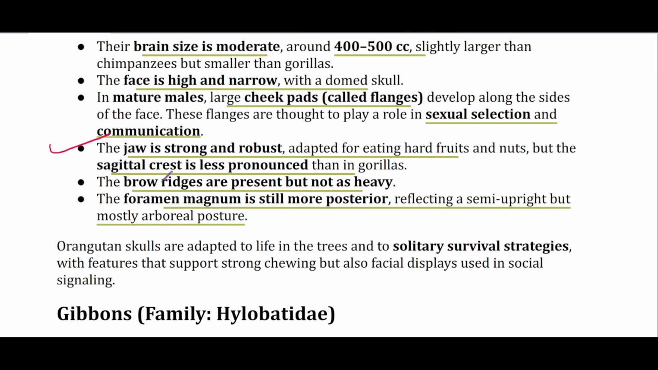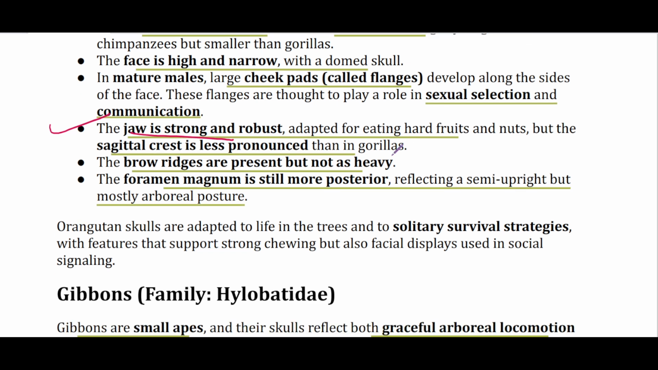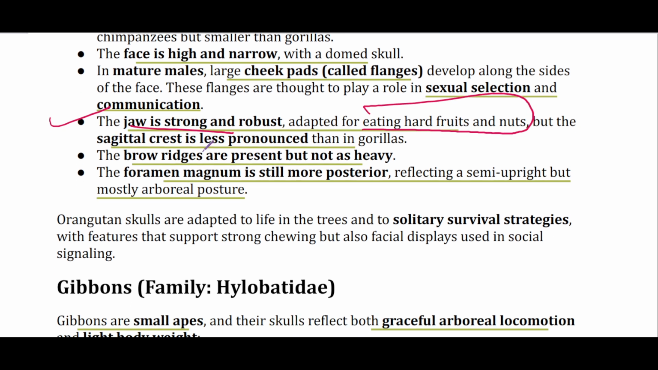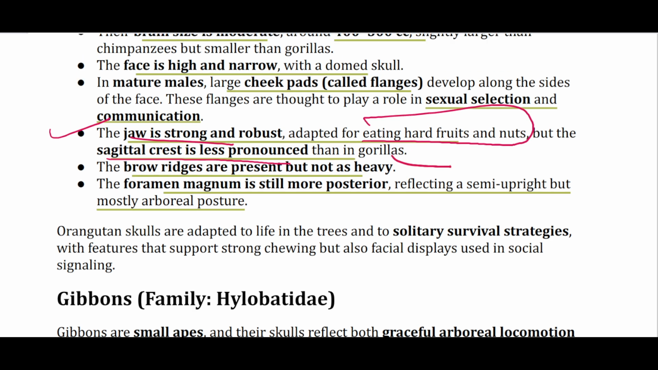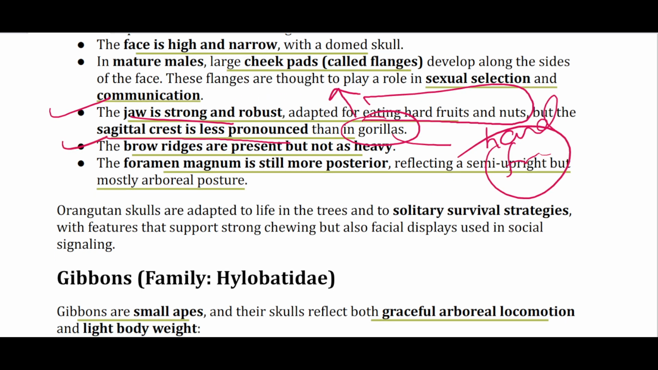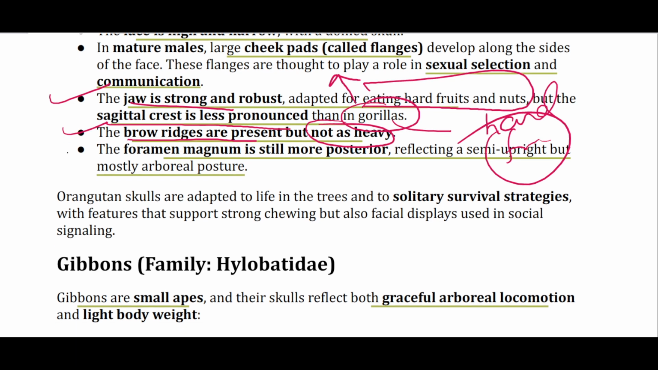So orangutans have strong jaws which are adapted for eating hard fruits and nuts, but they have a less pronounced sagittal crest, which means they are not eating hard fibrous material. Gorillas, they eat hard fibrous material, so they have a prominent sagittal crest. Then the brow ridges are present, but they are not as heavy. Again, the foramen magnum, it is still more posterior.